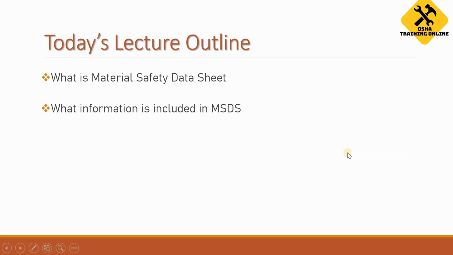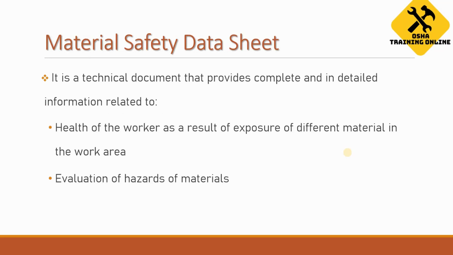So today's lecture outlines are what is material safety data sheet, and second point is what information is included in material safety data sheet. So this is basically a technical document that provides complete and in detail information which may be related to health of the worker as a result of exposure to material in the work area. It may consist of those materials information which may have some hazards to the health of the worker in the work area. Different kind of information relating to different materials and products would be mentioned in material safety data sheet.